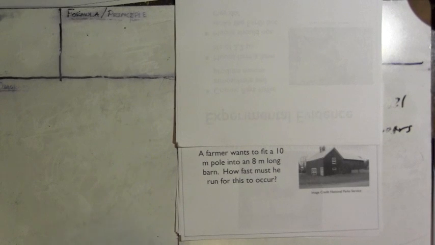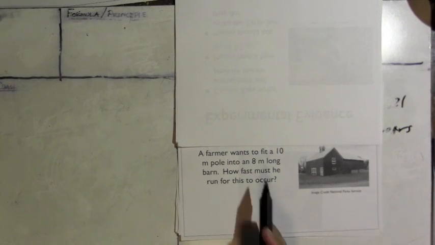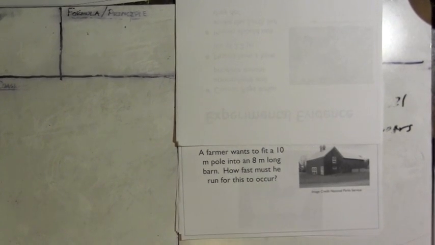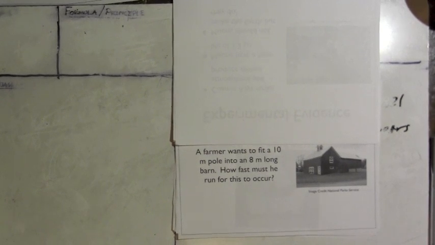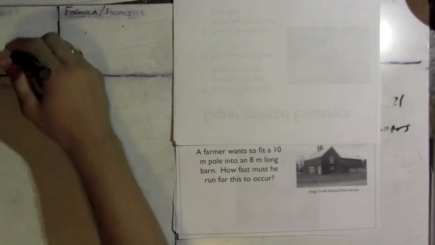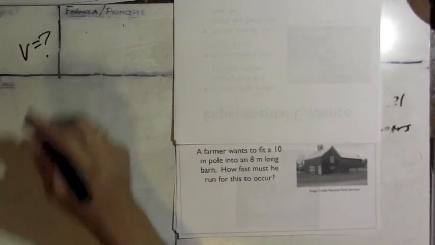All right, in this example, we were talking about length contraction. It says a farmer wants to fit a 10-meter pole in an 8-meter long barn. You say, well, that's impossible. You can't fit something longer into something shorter unless, of course, you account for relativity. So what we're trying to figure out is how fast he has to go.